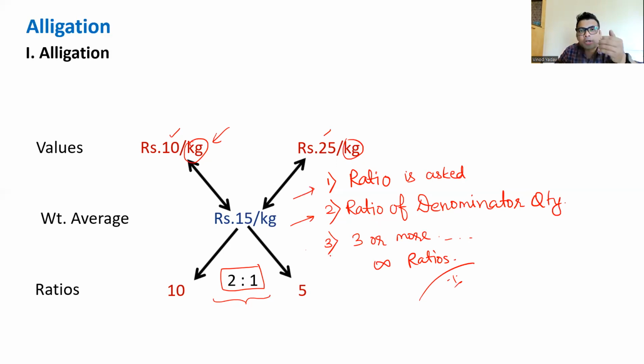And for 3 or more quantities, if you find the weighted average, and if you want that desired weighted average, the required ratio can be many options. There can be many such options. There will be infinite such possibilities. All right. Okay. Cool.